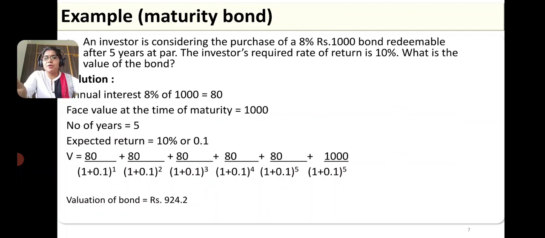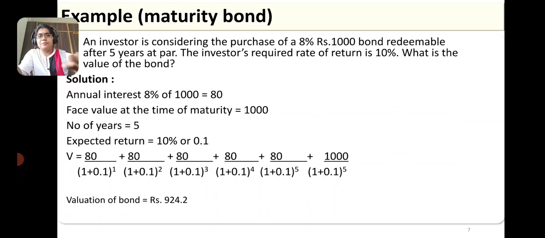Let's take one example of bonds with a maturity period. An investor is considering the purchase of an 8% rupees 1000 bond redeemable after 5 years at par. The investor's required rate of return is 10%. What is the value of the bond?